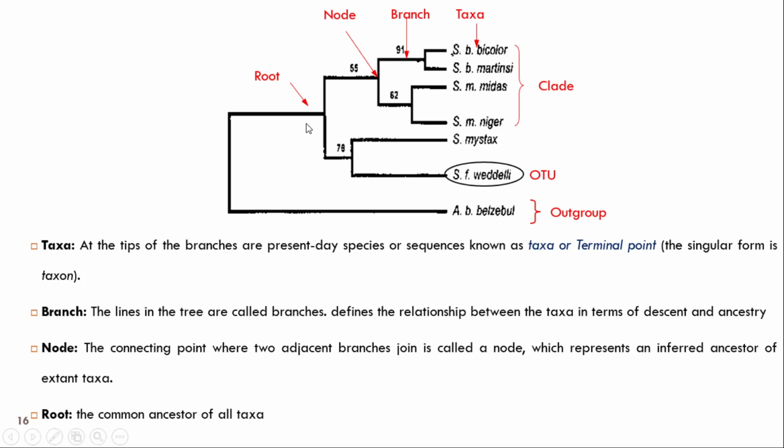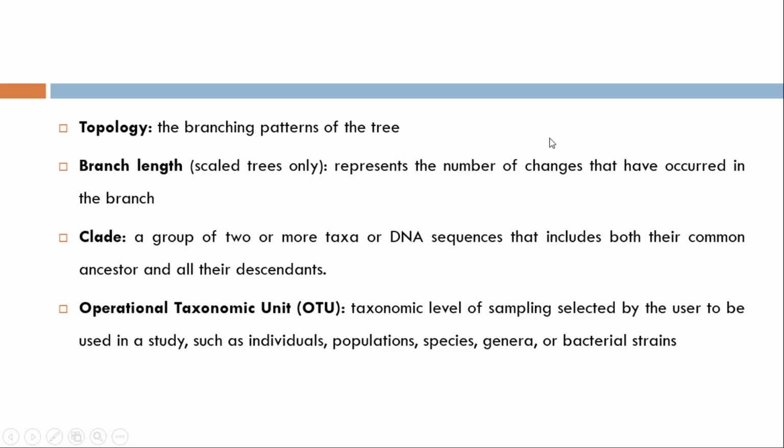And finally the root, the common ancestor of all taxa. This is the root, and here you find that whatever organism or sequence is there will be the ancestor of all the taxa. All right. Then topology, the branching pattern of the tree. Whatever the branching pattern of the tree is, that is simply known as topology.